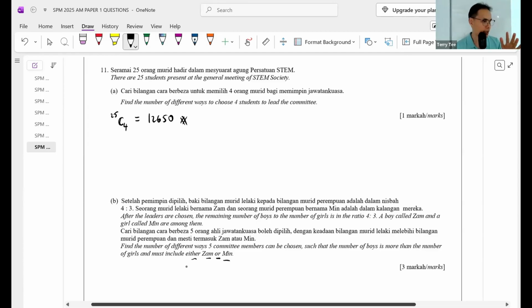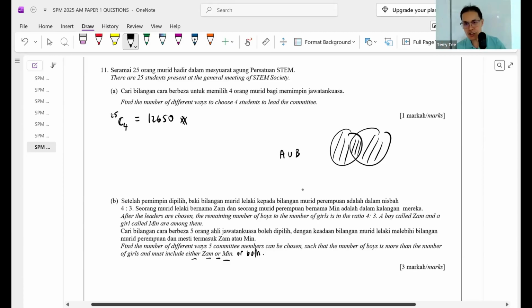So it's a gray area, right? But if you think from set theory, A union B, union means what? It can be A, can be B, can be both. So this question should be written like this: either Zam or Min or both. Because the intention is to be very clear, right? It can be one of them or both of them.